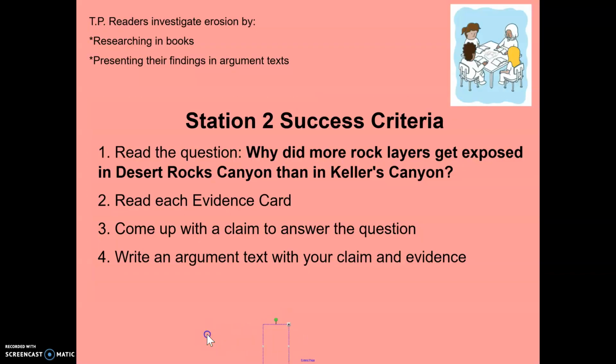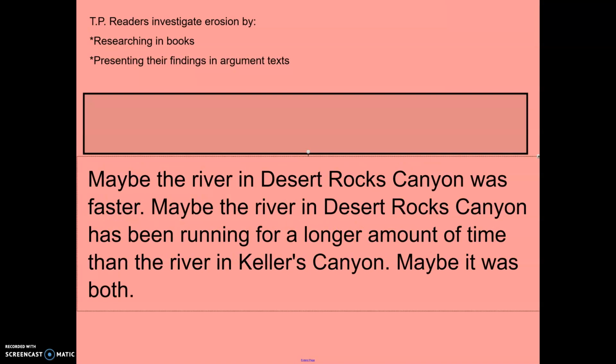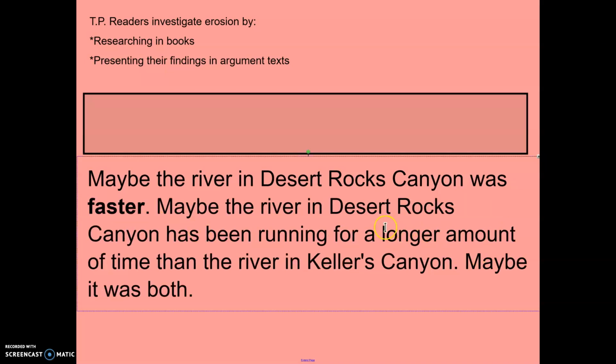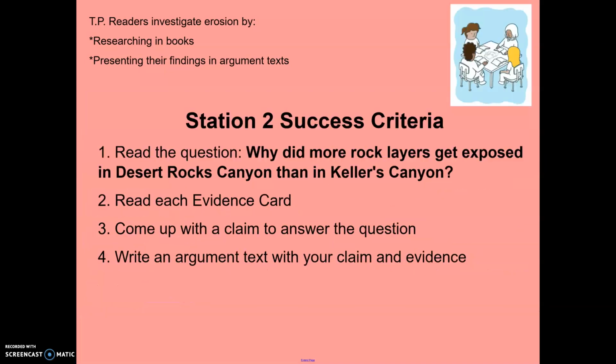So our question is, why did more rock layers get exposed in Desert Rocks Canyon than in Keller's Canyon? So you're going to read each evidence card carefully, come up with a claim to answer the question. Again, there's only three options. So either your claim can be that the river was faster, your claim can be that the river ran longer, or your claim can be that it was both of those things. Once you choose from those three claims, you're going to write an argument text that shows your claim and your evidence. Good luck. Happy working.